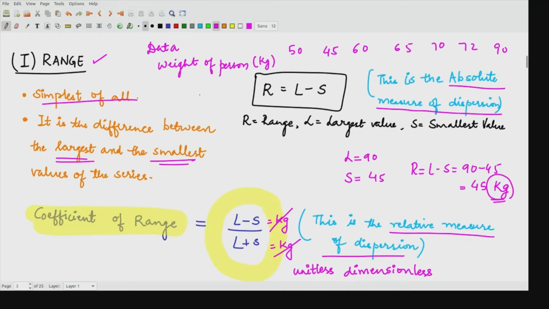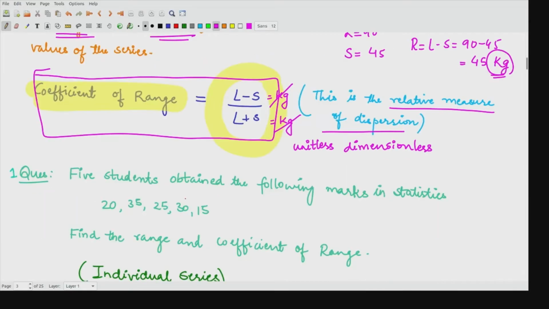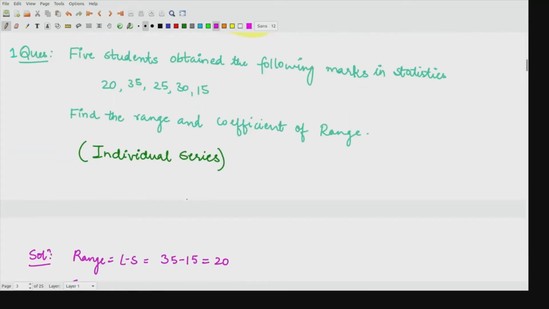So we have two formulas. One is this, range is equal to L minus S, and another formula is coefficient of range, that is given by L minus S divided by L plus S. So this is very simple. So let us see the next example now.